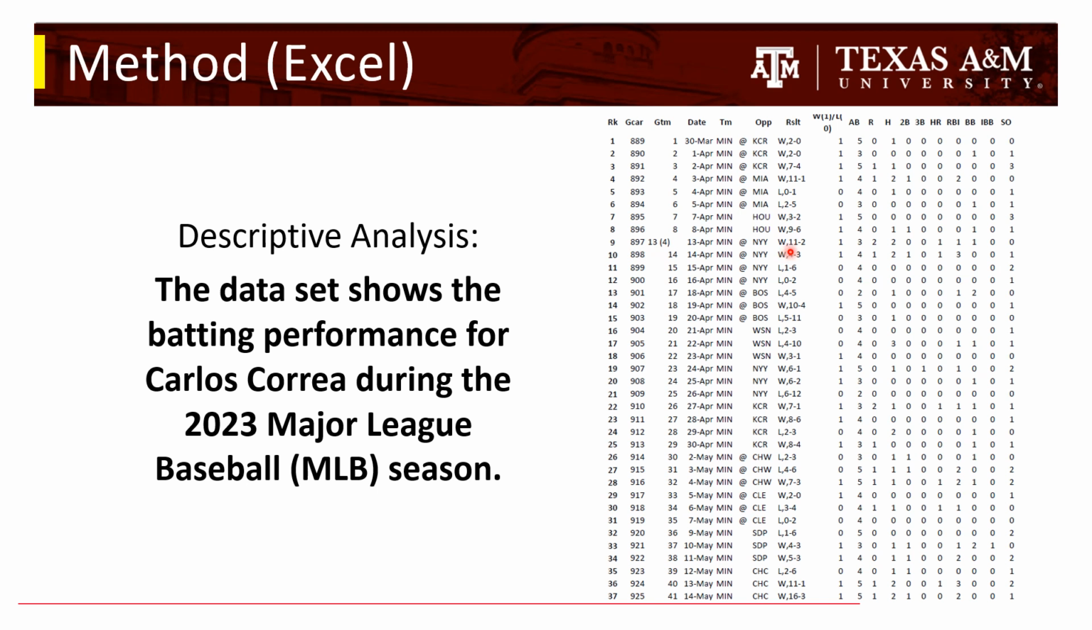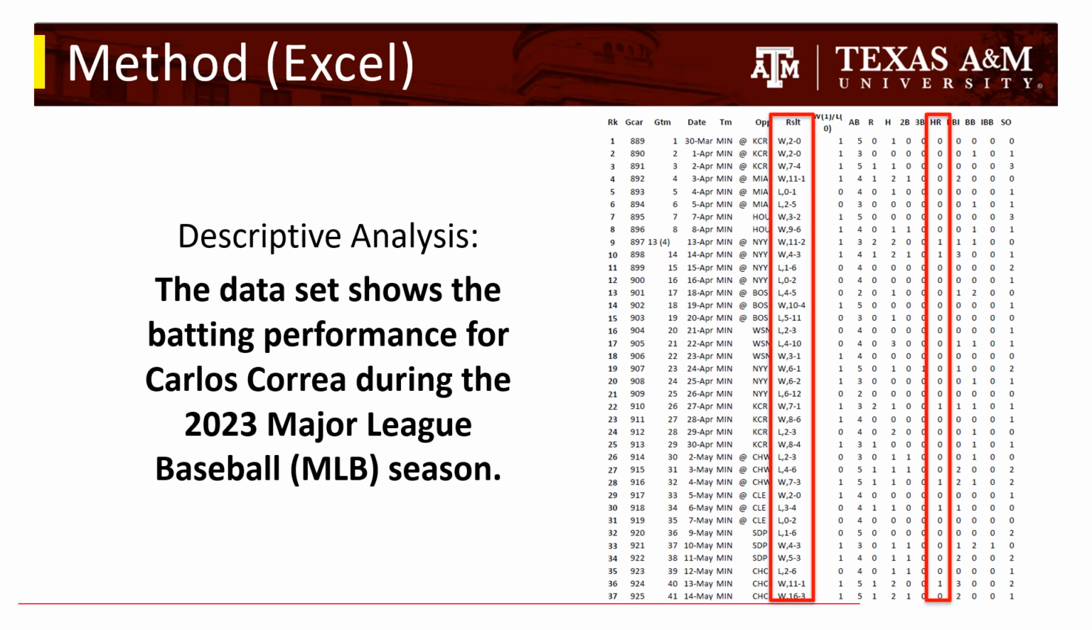The descriptive statistics of this case study, in a broad sense, are that the following data set shows the batting performance of Carlos Correa during the 2023 Major League Baseball season. Now to look a little deeper at the data set that we're evaluating. The important statistics that we'll look at are the results of the game, so win or loss, and home runs hit by Carlos Correa. Using these statistics, we're able to identify any trend that may occur between Carlos Correa hitting a home run during the game and that game being won or lost.